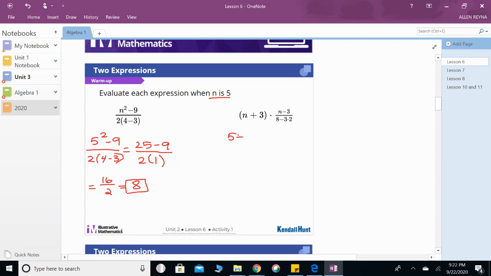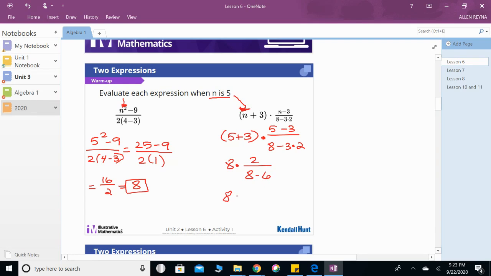So we're going to do 5 plus 3. Remember, we're putting 5 in as n. Multiplied by 5 minus 3 all over 8 minus 3 times 2. Okay, parentheses, 5 plus 3 is 8. Up at the top, we can do 5 minus 3, which is 2. And then at the bottom, we need to do the multiplication first. So that becomes 8 minus 6.